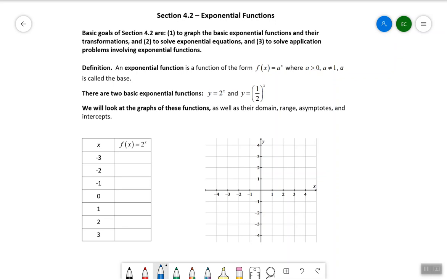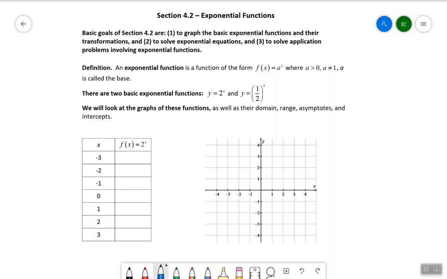So we'll focus on this first goal, the graphing, here in this first video. And to begin, let's talk about the definition of an exponential. There's a formal definition here which says that an exponential function looks like f of x equals a to the x, where the base a is a constant, greater than 0, and not equal to 1.